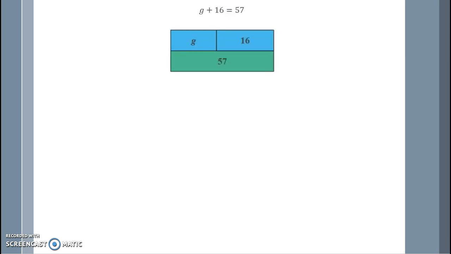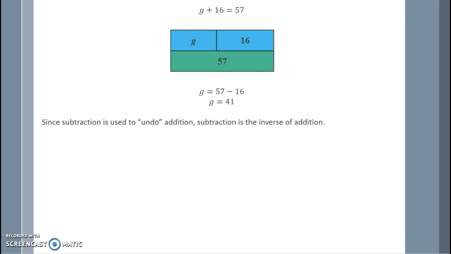g plus 16 is 57. So what plus 16 gives us 57? Well, we can take 57, subtract 16, and that will give us our extra space. So therefore, g must be 41. Since subtraction is used to undo addition, subtraction is the inverse of addition.